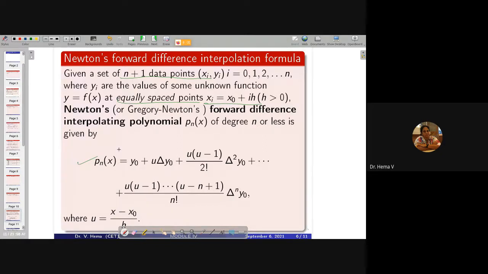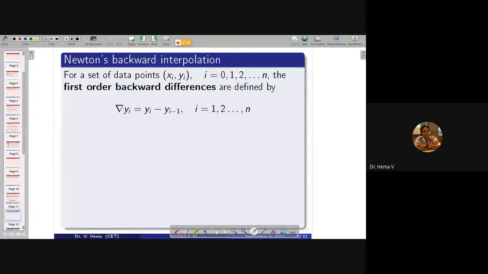Pn of x is equal to y0 plus u into delta y0 plus u into u minus 1 by 2 factorial into delta square y0 plus etc., up to u into u minus 1 into etc. into u minus n plus 1 by n factorial into delta raised to n y0, where u is equal to x minus x0 by h. What is x0? The initial value here. So u is equal to x minus x0 by h. This is the forward case.